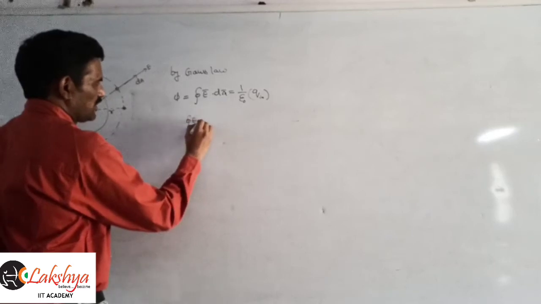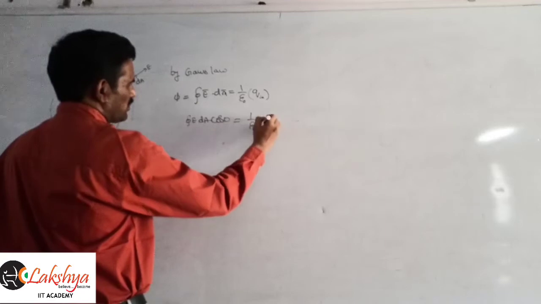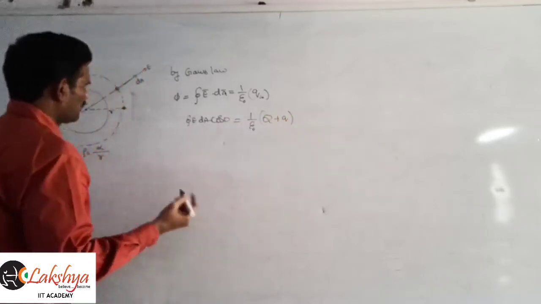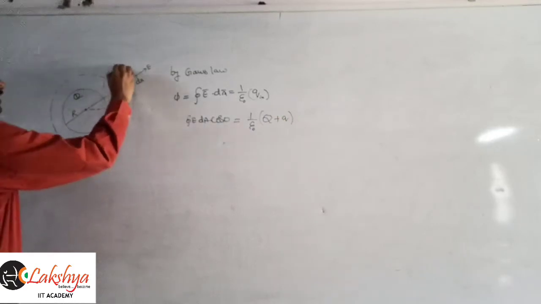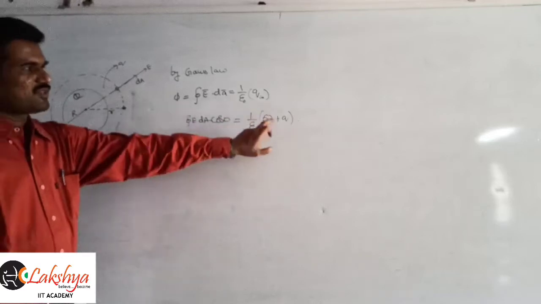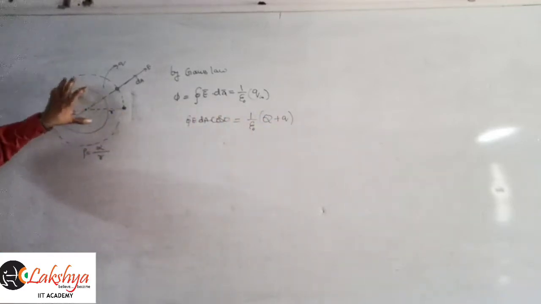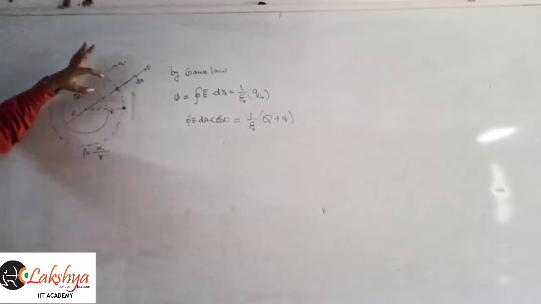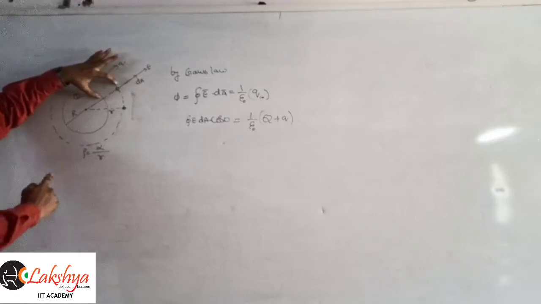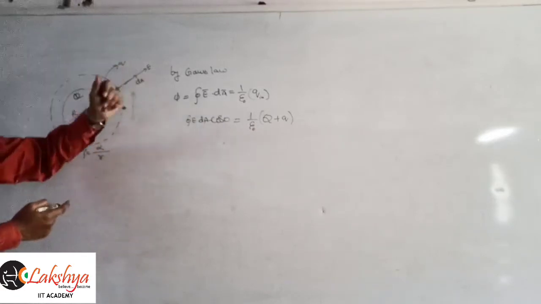So E into dA into cos 0 is equal to 1 by epsilon naught times the Q plus some Q dash, or small q I am taking, where small q is the charge present in this region, right? Now the charge present within this Gaussian surface has two parts. Let Q be the charge present in this ball, and small q is the charge contained in the surrounding medium. That means from capital R to small r, in this region, some small q is there. That is what we are assuming here.